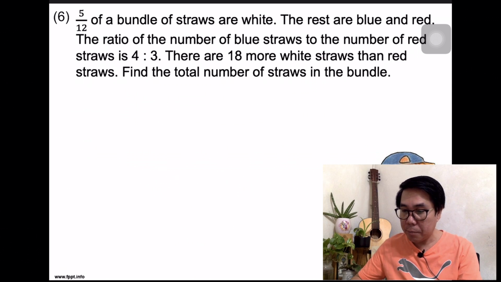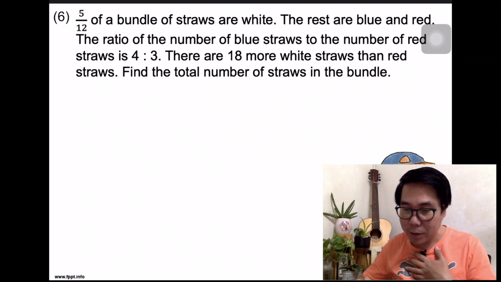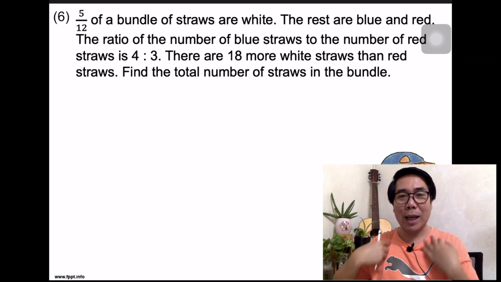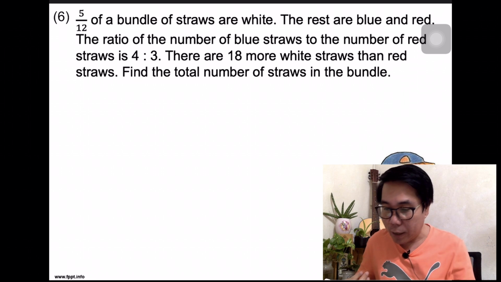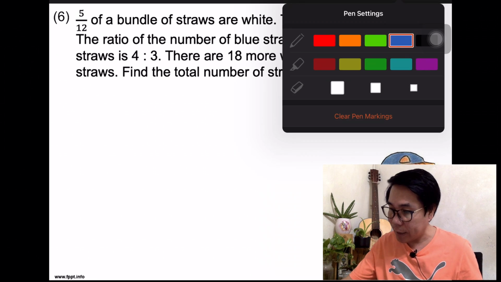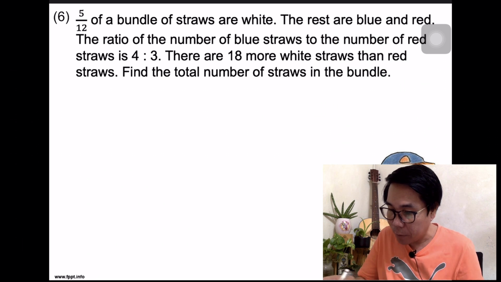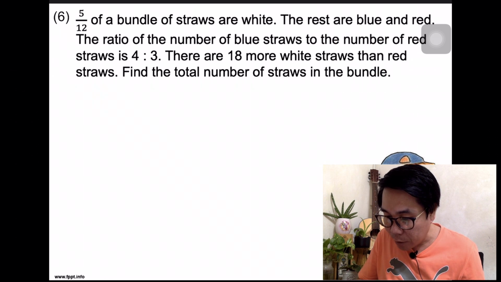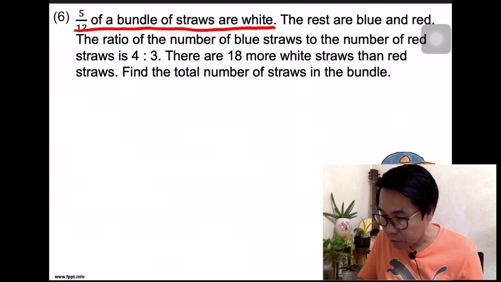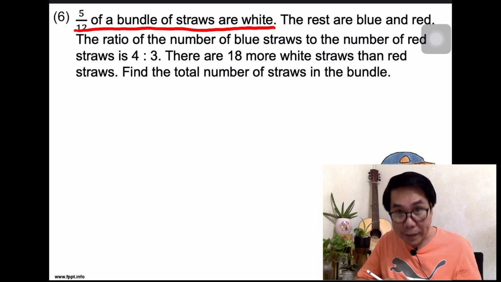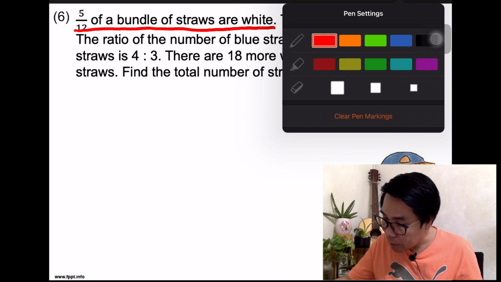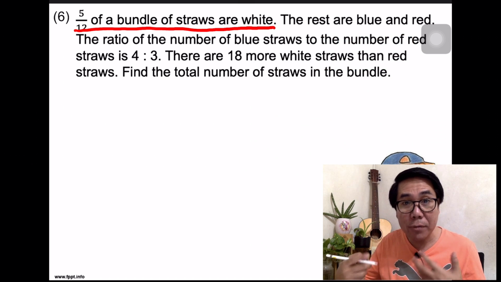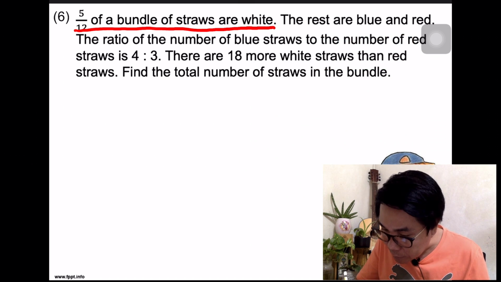question number 6. For question number 6, it is a bit challenging because this one is a combination of fraction and ratio. So let's see how we are going to solve this problem. 5 out of 12, or 5/12, of a bundle of straws are white. So let's first draw the bundle of straws. It is made up of 12 units.